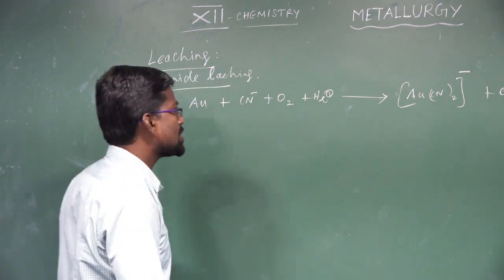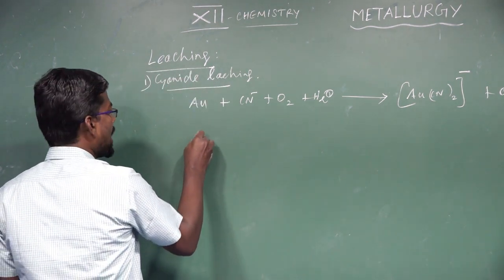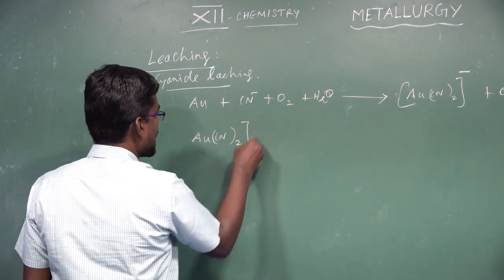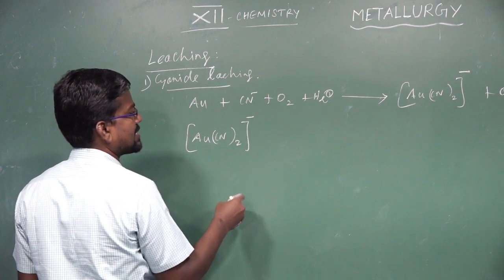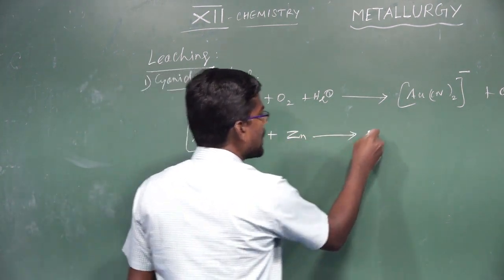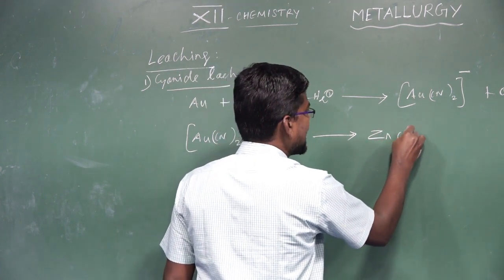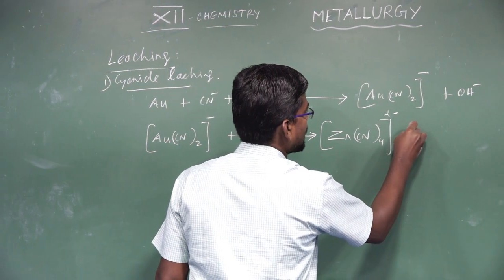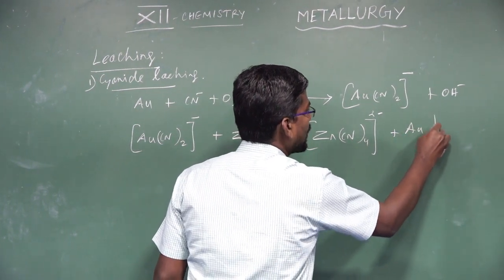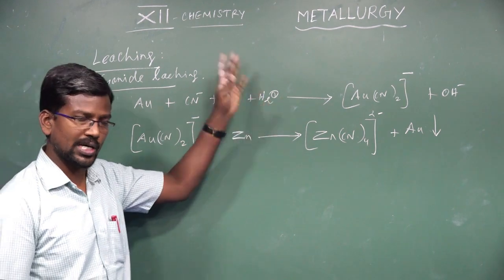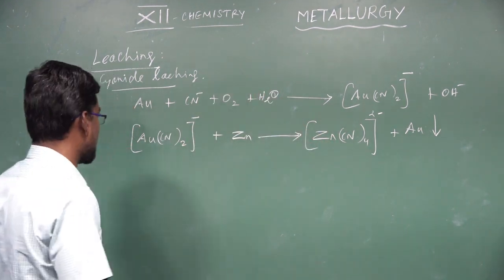Au(CN)2 minus can be treated with zinc dust to form Zn(CN)4 2 minus plus Au precipitate. In the same process, a similar reaction also takes place with silver metal.